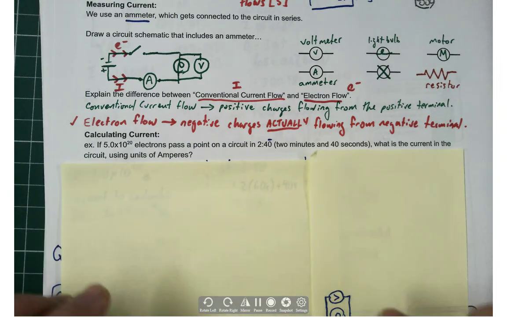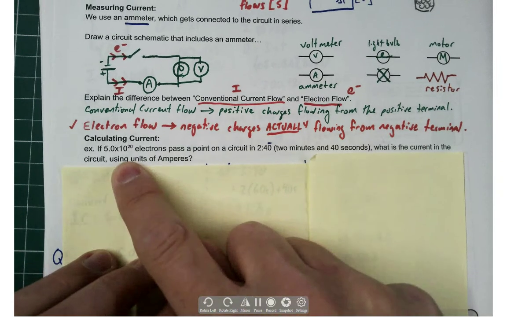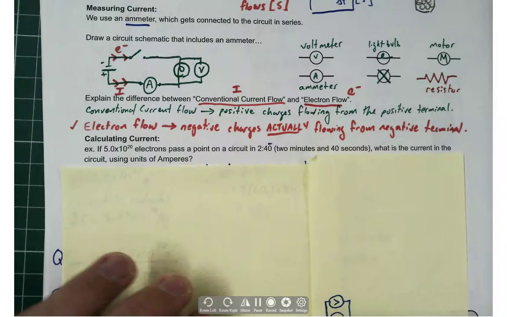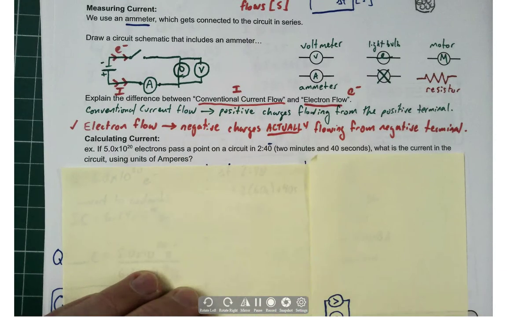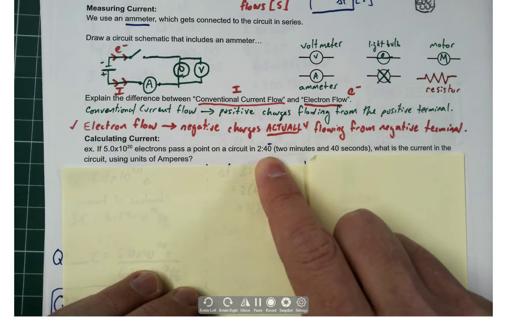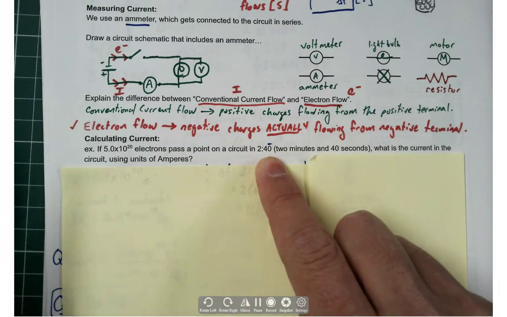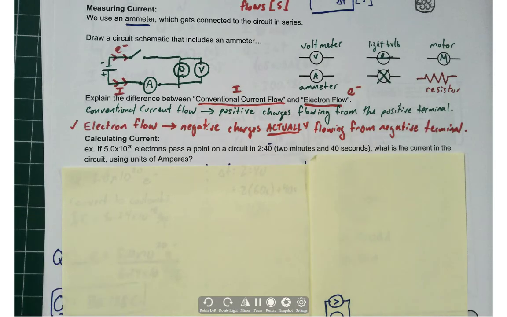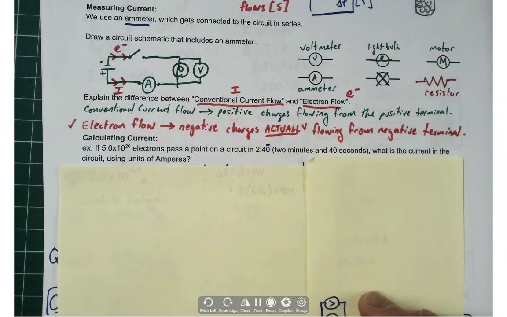This question says, if 5.0 times 10 to the power of 20 electrons pass a point on a circuit in 2 minutes and 40 seconds. Notice the numbers are big. If I say 2 minutes and 40 seconds, I'm going to allow that 0 in the 40 seconds to be significant this time. The reason I'm writing it as 2 minutes and 40 seconds rather than 2 point whatever seconds is that we have to acknowledge that people often will time devices using a stopwatch or something like that.